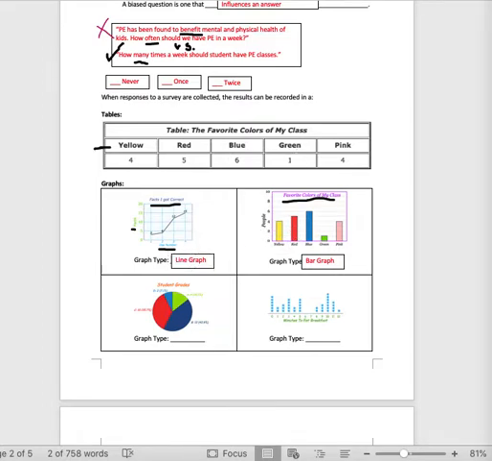You can also use a pie chart. Pie charts, often we use that when we're trying to get the percentage of something. Okay, so we use a pie chart when we're trying to find the percentage. And then there are scatter plots.